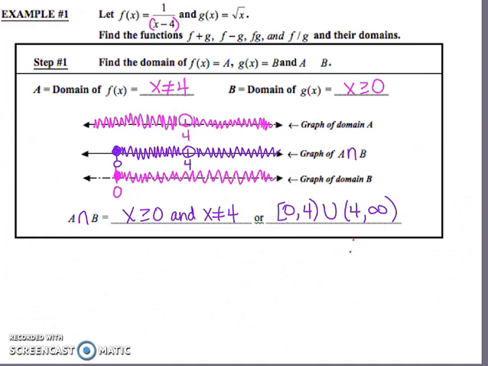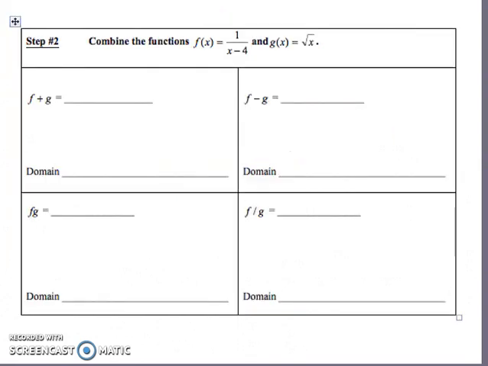So now that we know the domain of A, or the domain B, the domain A, and we know what the intersection looks like, now we can do a little bit of algebraic work with our two functions. We can do some combinations with these two functions. So our first combination is going to be f plus g. And just a little reminder up here, my domain here is that x cannot equal 4. My domain here is that x must be greater than or equal to 0.